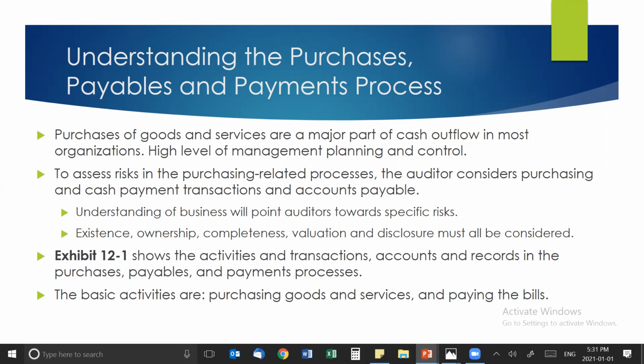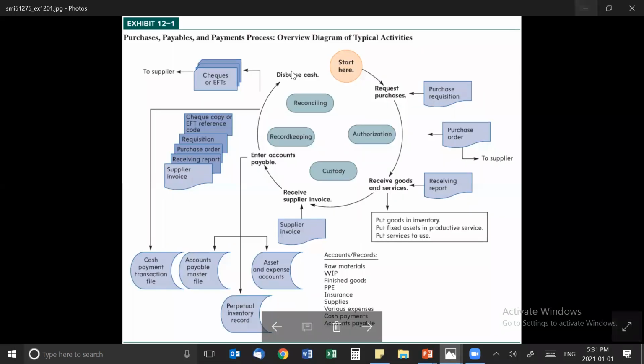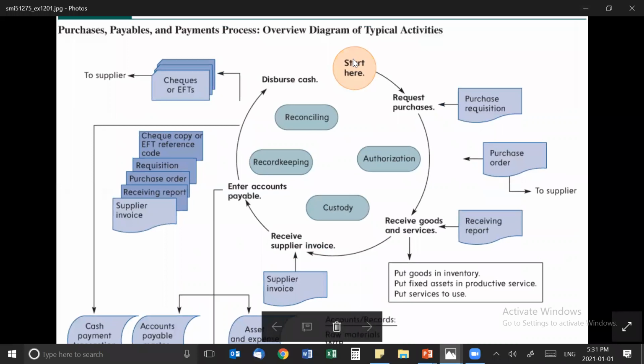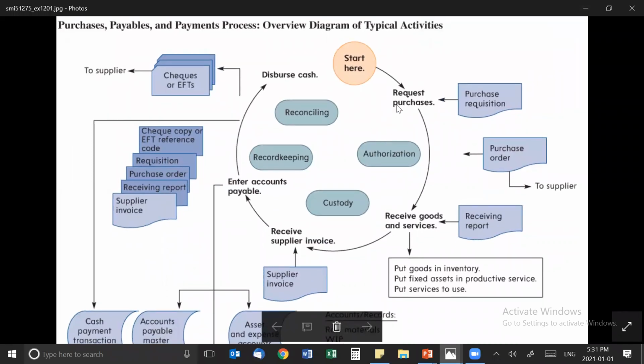So Exhibit 12-1 shows the activities around this process: purchasing the goods and services and then paying the bills. So let me just show you the process here. First thing would usually be to request a purchase. So if somebody needs to purchase some inventory or some other sort of asset, there would be a purchase requisition and hopefully an authorization in place, a process to authorize the request.